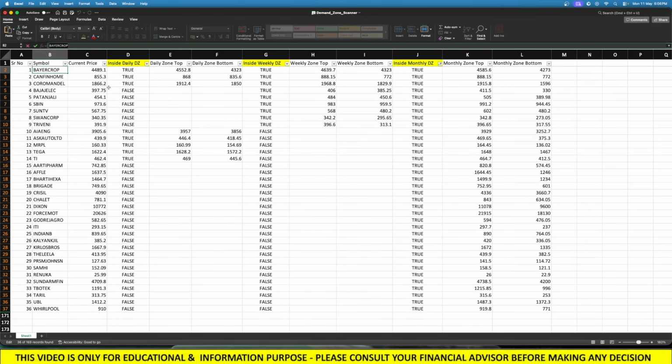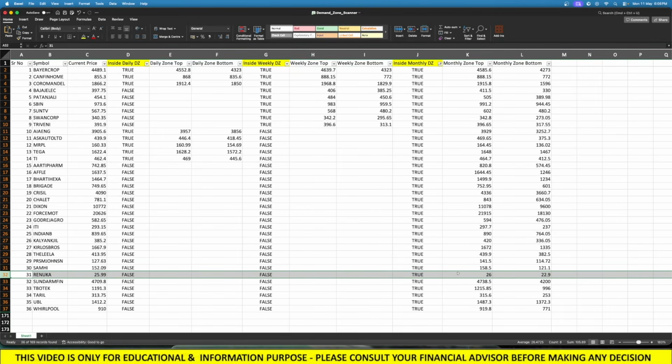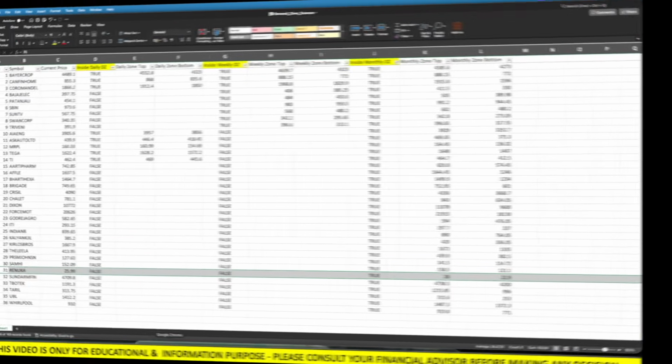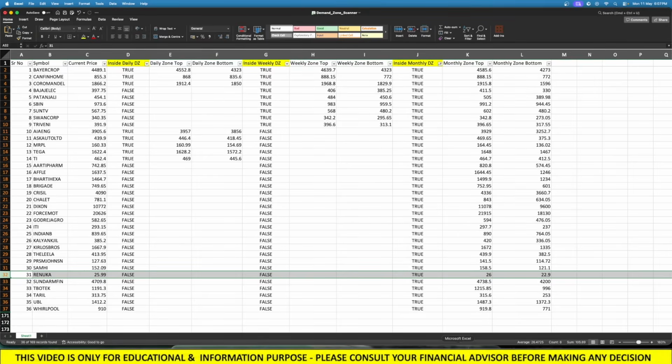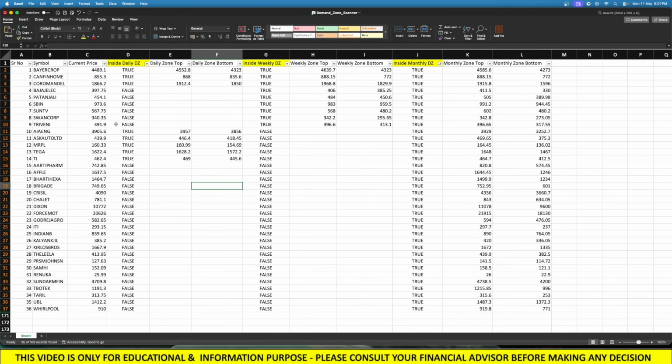Let's check another stock. Randomly we'll check another one. Let's see Renuka Sugars. It is just true in monthly. If you see the small red candle and the green candle, the current price is in the monthly demand zone. So the code is working properly, and we are able to get the Excel sheet with all the demand zones.